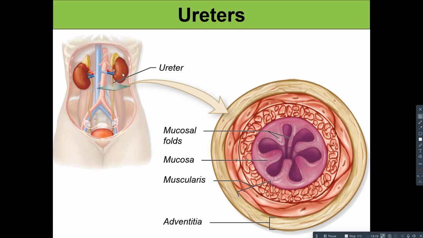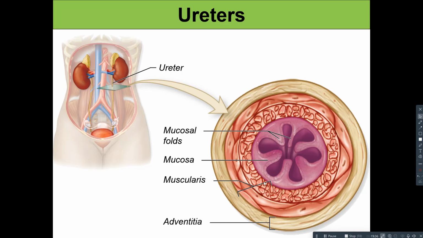Okay, the ureters are retroperitoneal organs that are going to travel from the kidneys down to the urinary bladder. Got a ureter in cross-section here. Notice it has an adventitia, a dense connective tissue layer on the outside. And as always, adventitias are for anchoring.